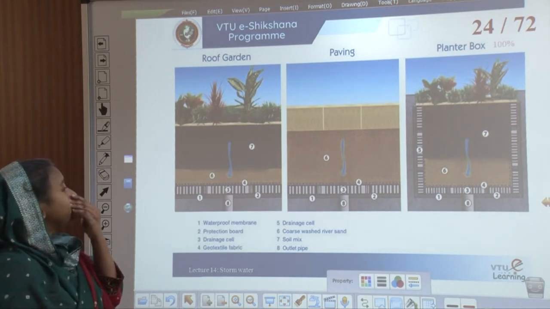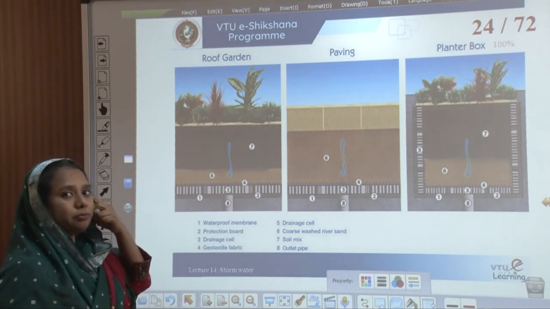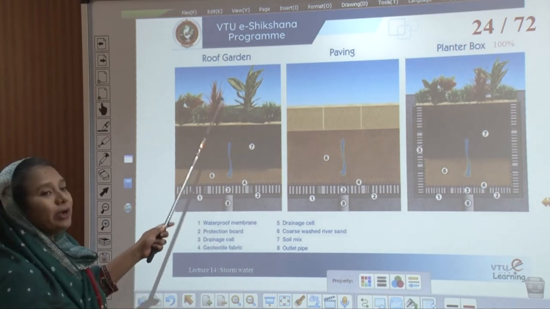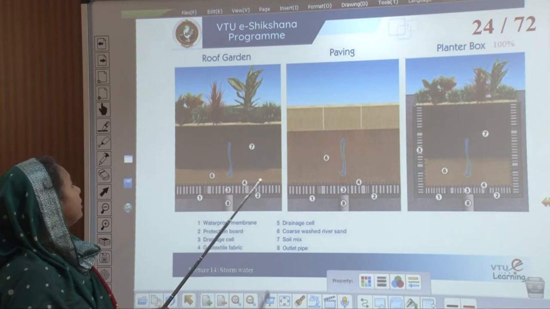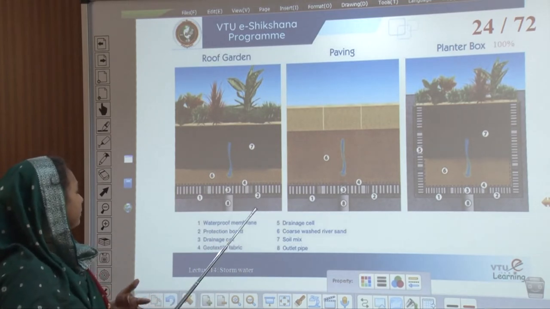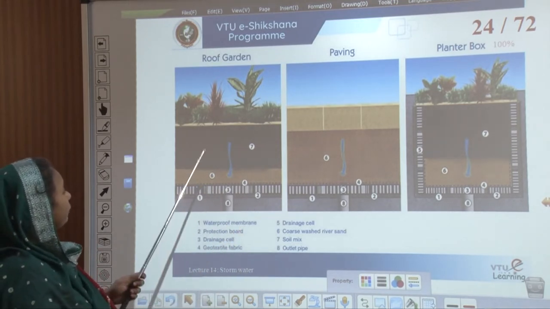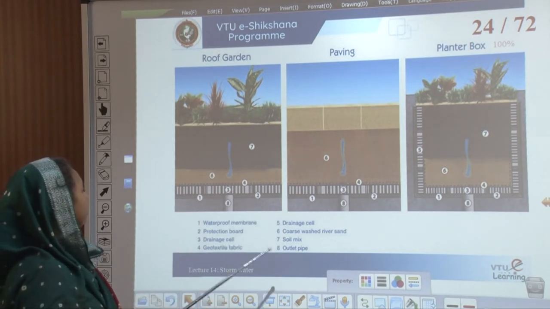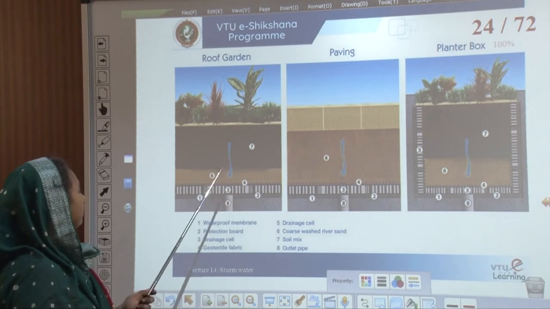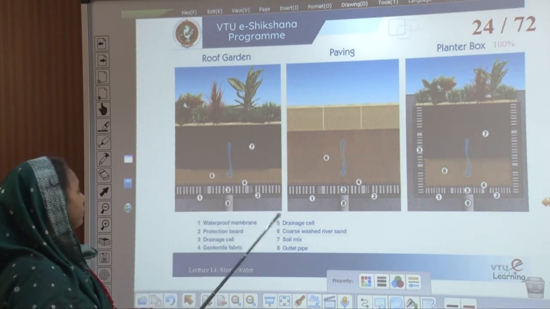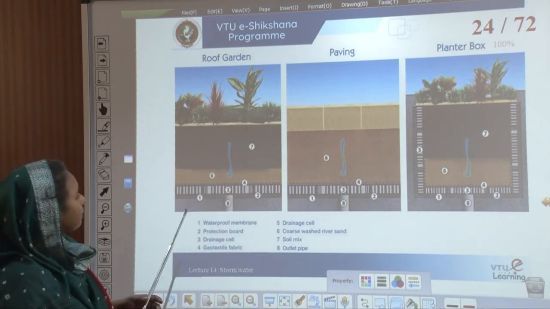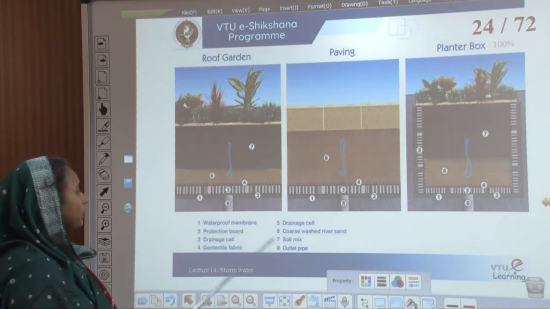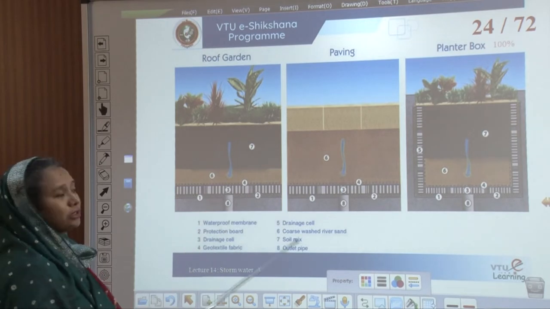There are various ways in which we can protect buildings from percolation of water. One is by providing a roof garden. A roof garden will also have layers of membranes. One would be a waterproofing membrane, second a protection board, third a drainage cell and a geotextile fabric. It also has a drainage cell which would wash off all the river sand, and only let the soil mix in through the outlet pipe.